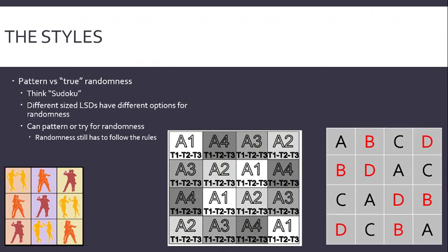The way that you organize your Latin square design is dependent on how you want to do it. You can either do a pattern or you can do true randomness. And if you think of true randomness like Sudoku, where you have to follow the rules where you have no duplications in your rows and no duplications in your columns, your trials.